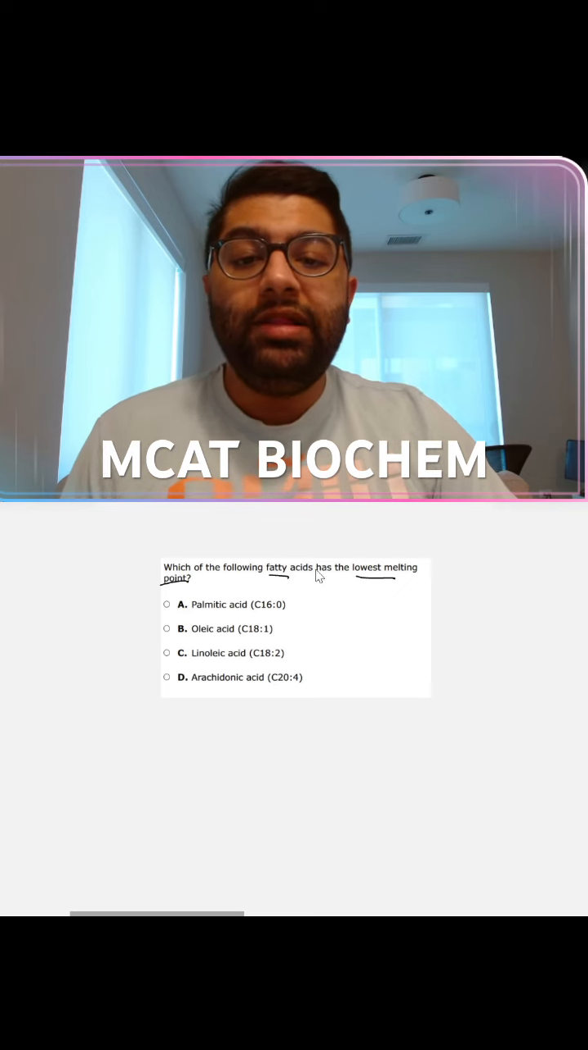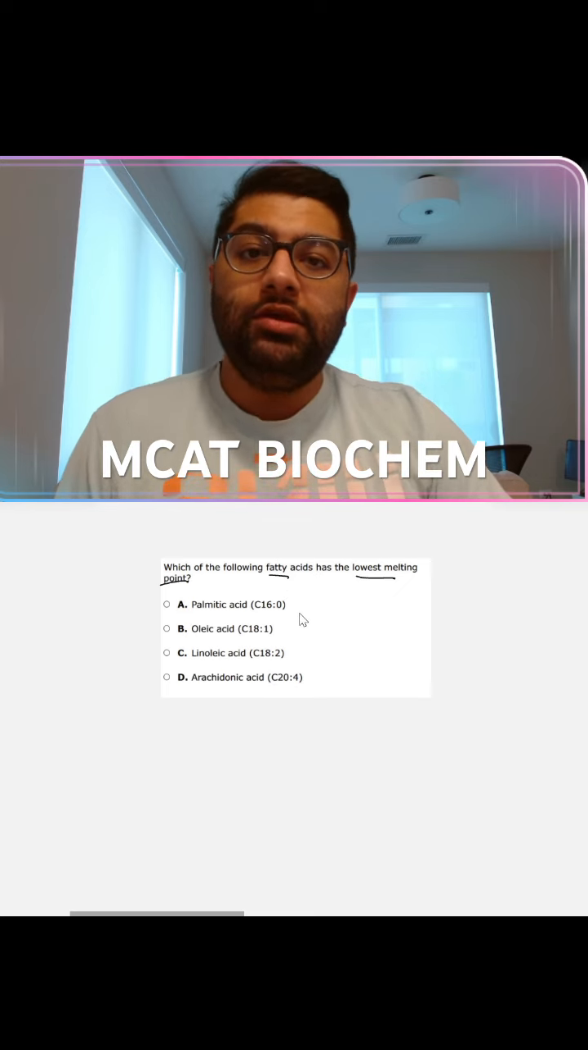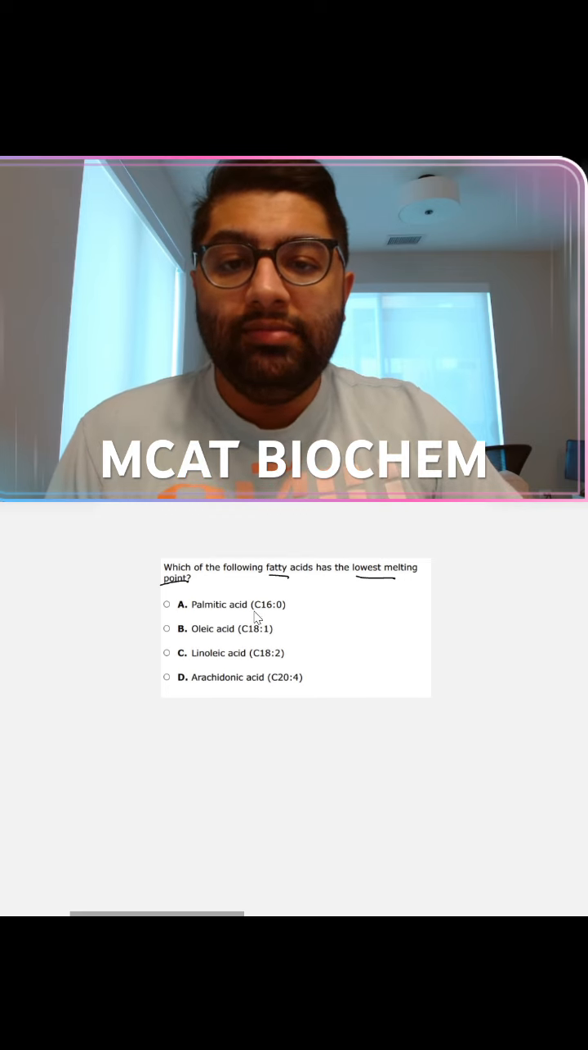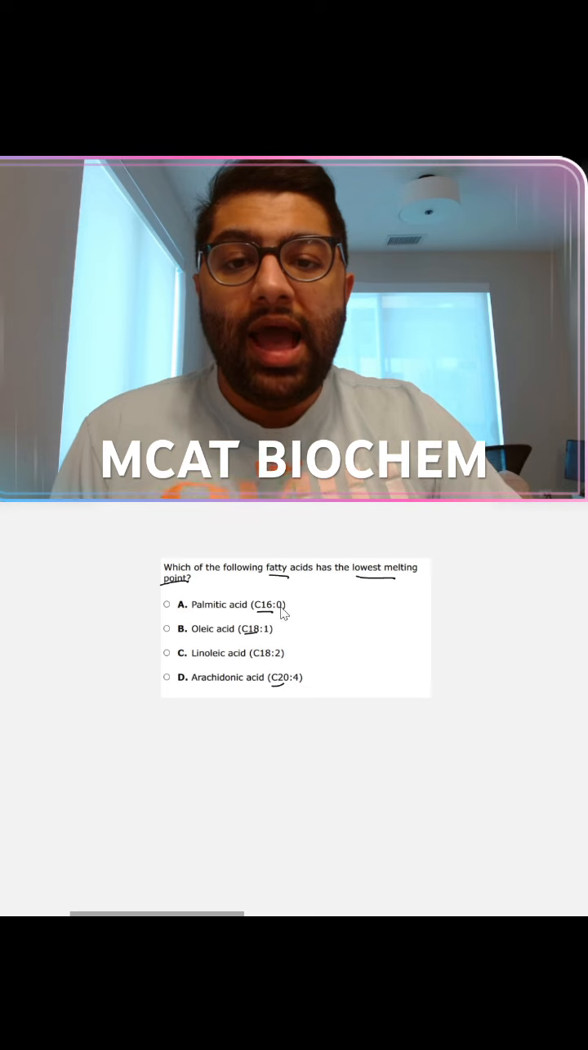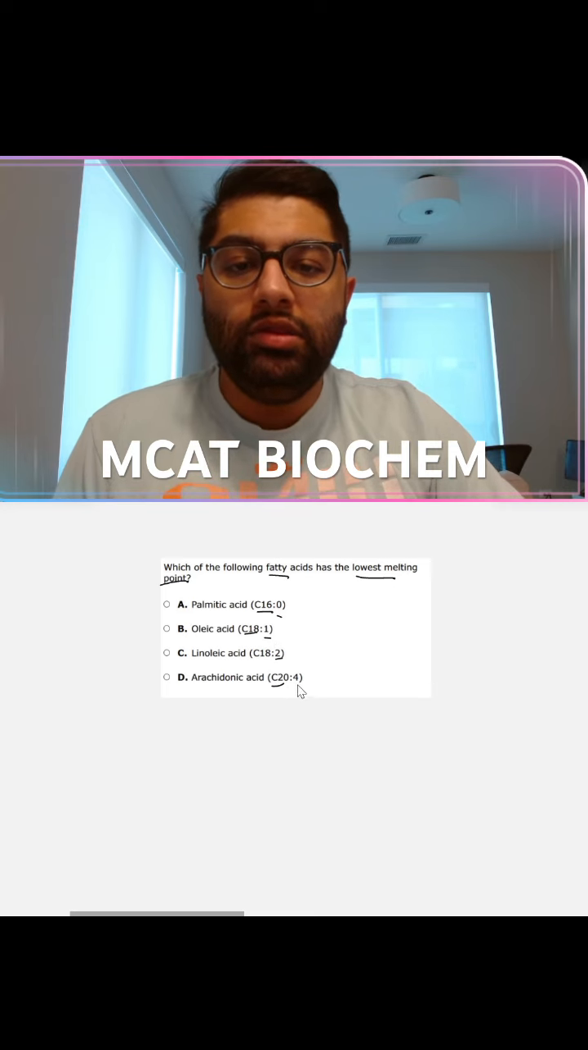That comes into play when we think about double bonds being present or not. Now, the way this is written, it tells you there's 16 carbons present, 18 carbons present, and 20 carbons present. And then the other number that comes after the colon tells you how many double bonds are present. So 0, 1, 2, and 4.